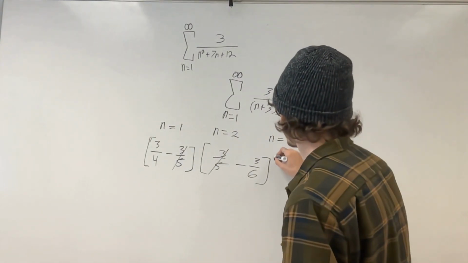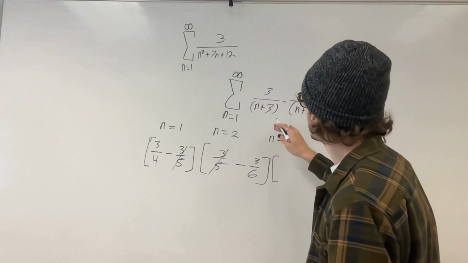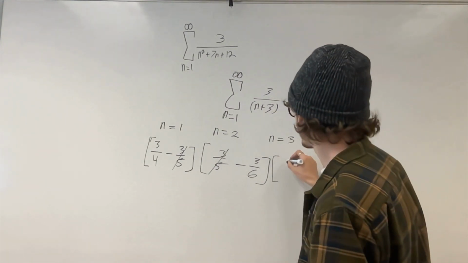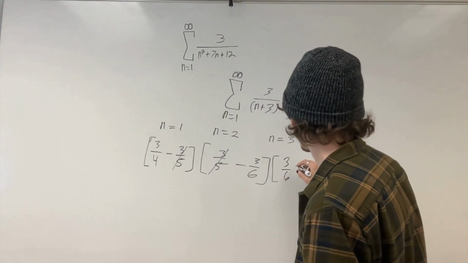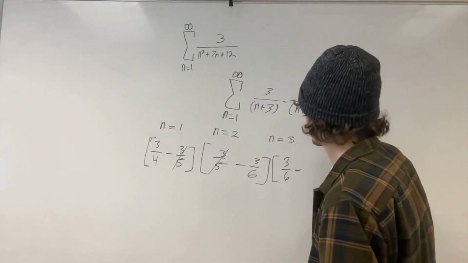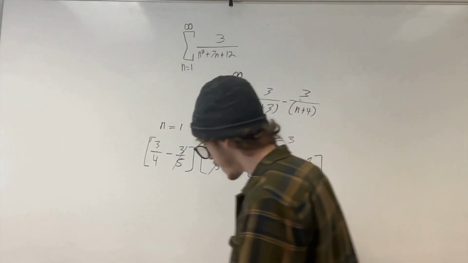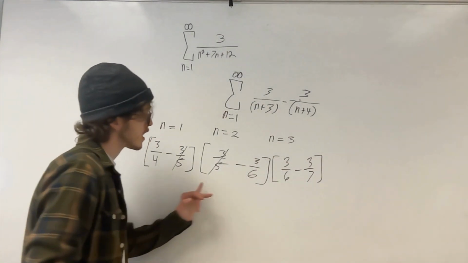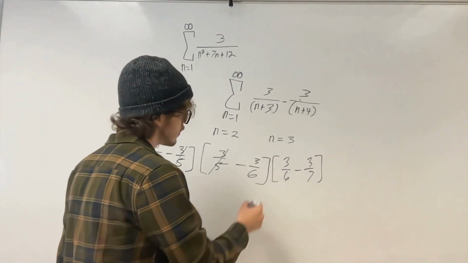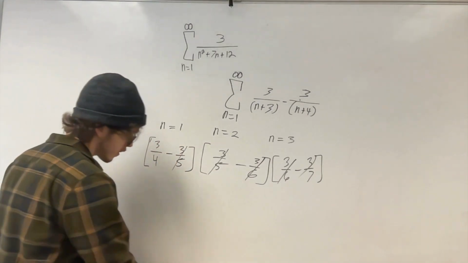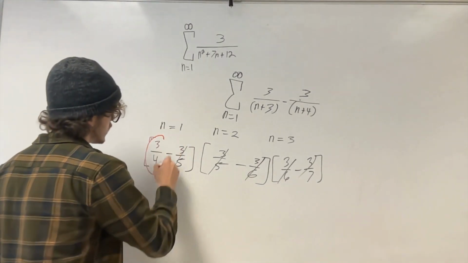And then at n equals 3, we're going to have 3 over 6 minus 3 over 7. So we can imagine that our denominator every time is growing by 1. I hope you see that pattern. It's just going to cancel out every successive term except for this term here.